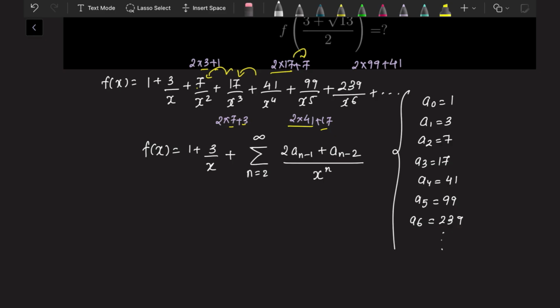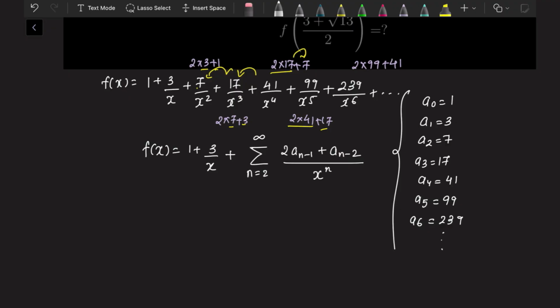Okay, so now you can see that if you just plug in 2, you will have 2 times a1 plus a naught upon x square, and from this table you can figure out that it's going to give us 7. Then for n equals 3, you will have 2 times the a2 term plus the a1 term upon x cube. So you can figure out 2 times 7 plus 3. So yes, the pattern we have made is absolutely correct.